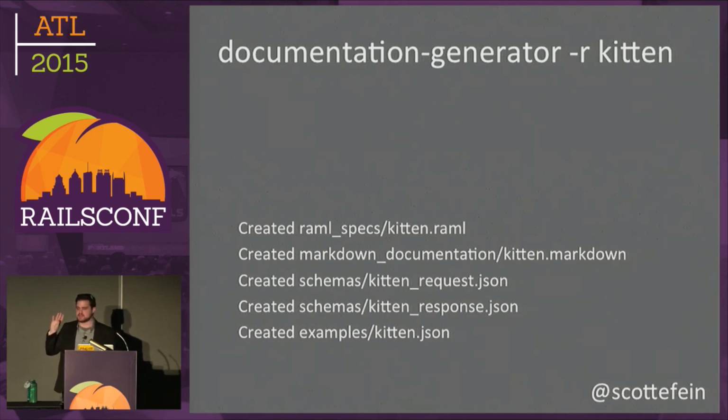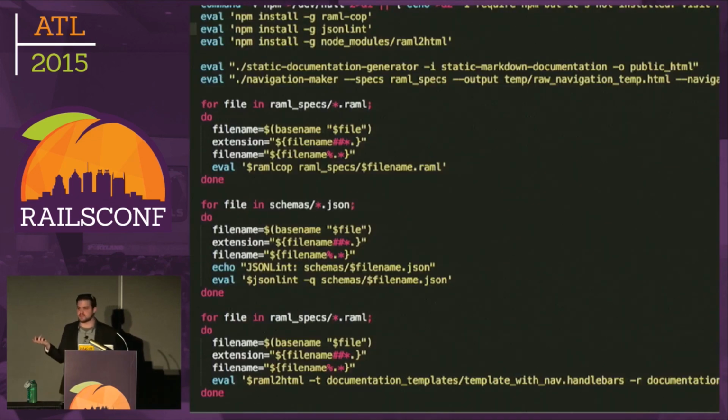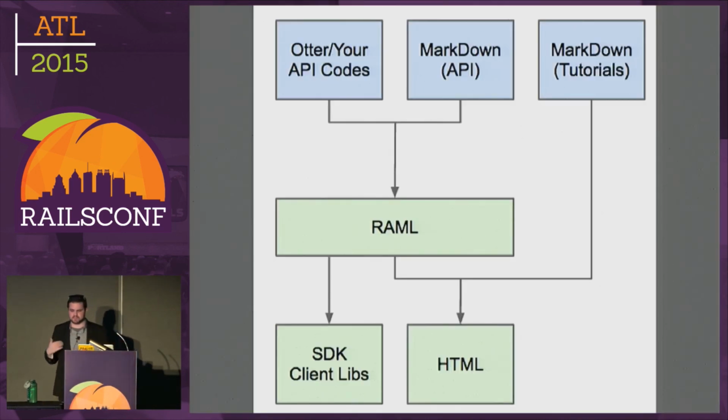Once you have these schema files and Markdown files written, they can be converted into actual docs. We run one shell script that goes through all the files, validates them, converts them into HTML, and puts them in one public folder. This is a breakdown of what's happening with these RAML files, which you write up. We create these RAML files from code, and that is combined with Markdown files, which are the tutorials, and then we turn that into HTML. The RAML, on the other hand, is used directly for SDKs.